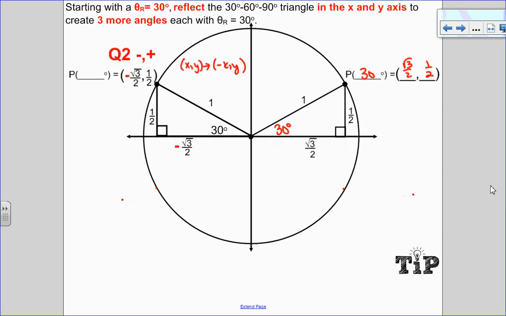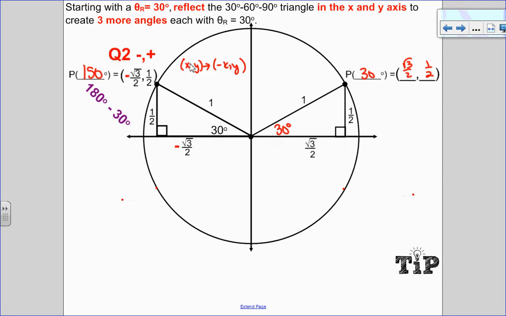So what we have to do is figure out what our angle is. So a 30-degree reference angle in quadrant 2. To figure out what my angle is, I'm going to do 180 take away 30, because I haven't reached 180 yet. I'm 30 degrees short. So this point would be 150 degrees.